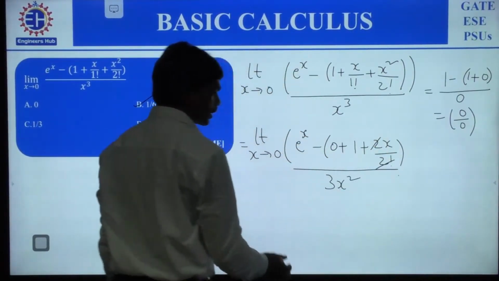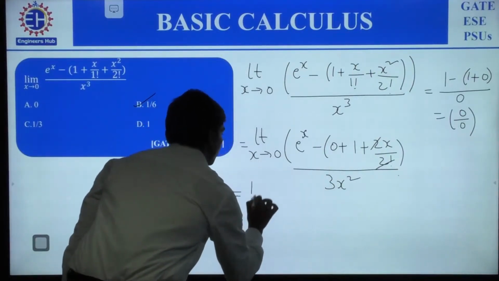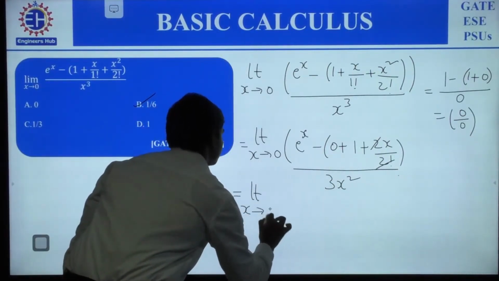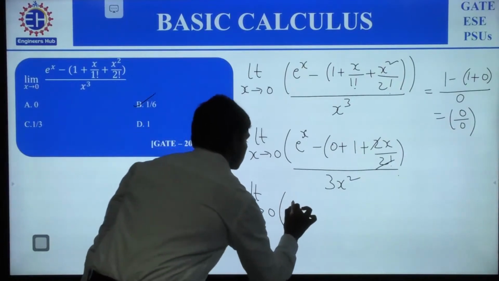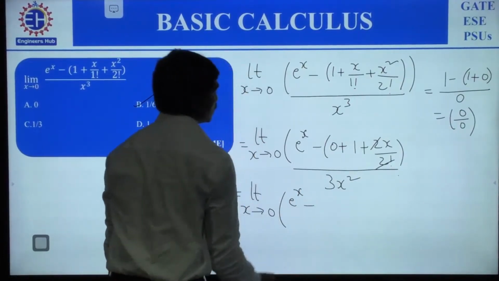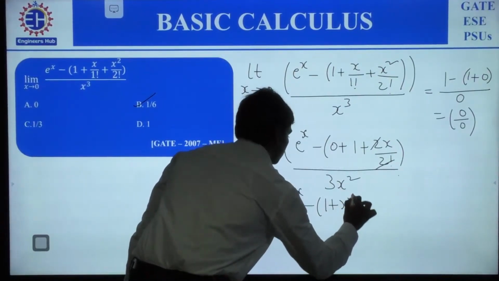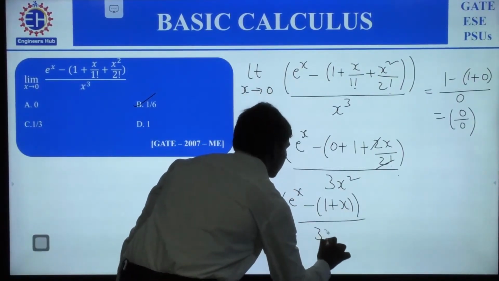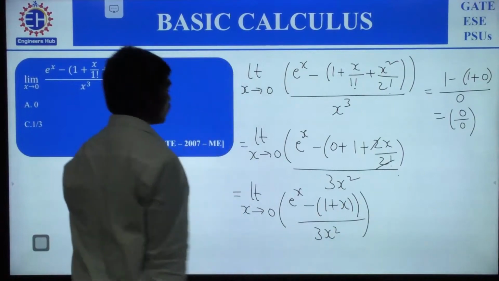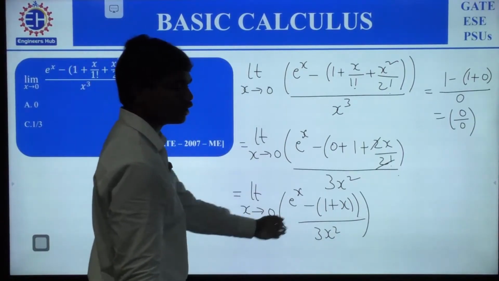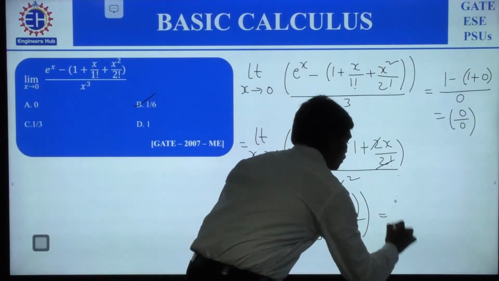Okay, so this is equal to limit x tends to 0, e power x minus 1 plus x by 3x square. Now again, if you substitute 0, again you will be getting 0 by 0 form.